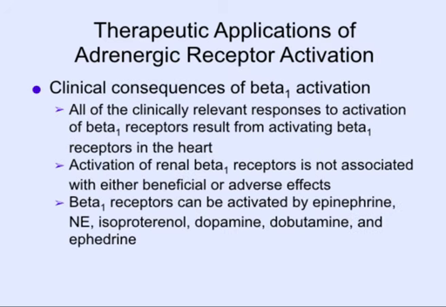For beta 1 activation, what happens when we do that? The relevant responses to activation of beta 1 are usually related to the heart. So it's usually beta 1 receptors in the heart that we're targeting. There are also renal beta 1 receptors, and typically there's not a beneficial or adverse effect from that. So it's mainly the heart that we're looking at with beta 1. Beta 1 can be activated by epi, norepi, isoproterenol, dopamine, dobutamine, and ephedrine. Those are all ones that are going to activate beta 1.